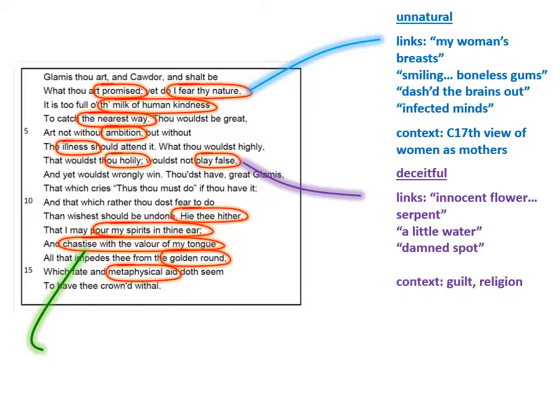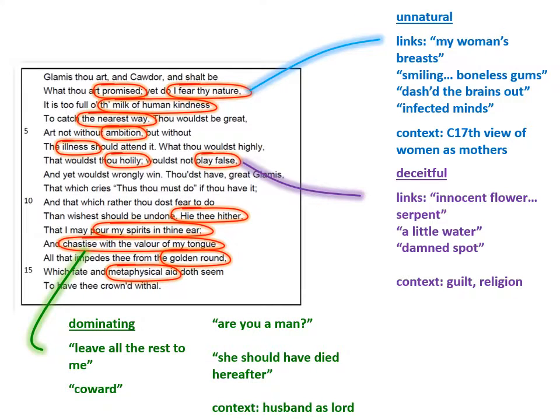Okay, finally, the way that she's going to chastise him, that she talks about having valour. She's very dominating. She says when they're going to kill King Duncan, leave all the rest to me. So she uses these imperatives, these orders, to boss her husband around. She asks him if he's a coward. She asks him if he's a man.